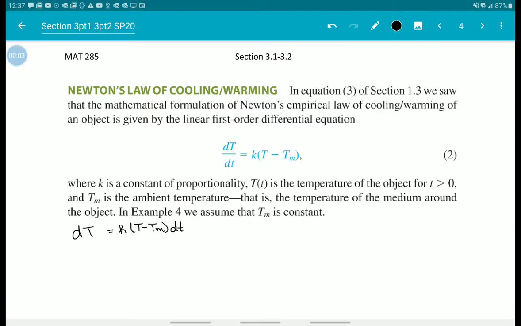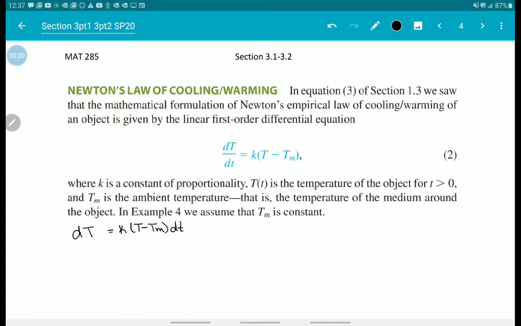So now we're going to talk about Newton's law of cooling and warming, and we said that the differential equation for Newton's law of cooling and warming was dT/dt = k(T - Tm). Remember that capital T is the temperature of the item, Tm is the temperature of the surrounding medium, and lowercase t is with respect to time.